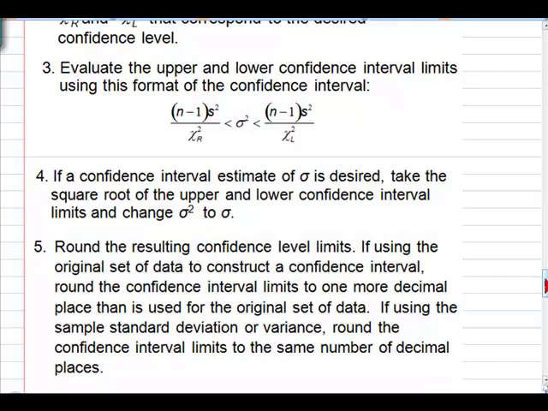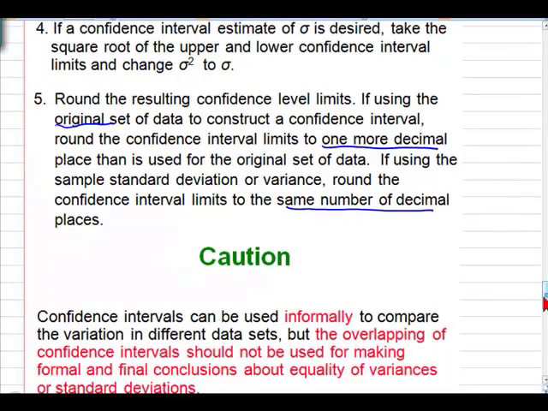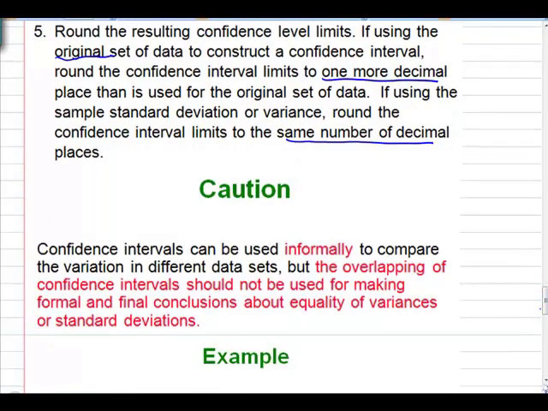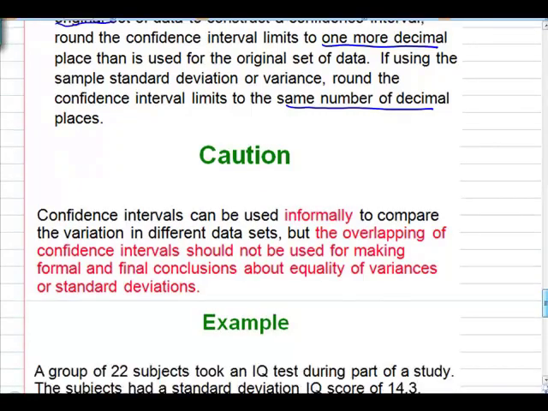If using the original set of data to construct the confidence interval, round the confidence interval limits to one more decimal place than the original data. If using the sample standard deviation or variance, round the confidence interval limits to the same number of decimal places. So that's your rounding rule for these. Caution: confidence intervals can be used informally to compare the variation in different data sets, but the overlapping of confidence intervals should not be used for making formal and final conclusions about equality of variances or standard deviations.